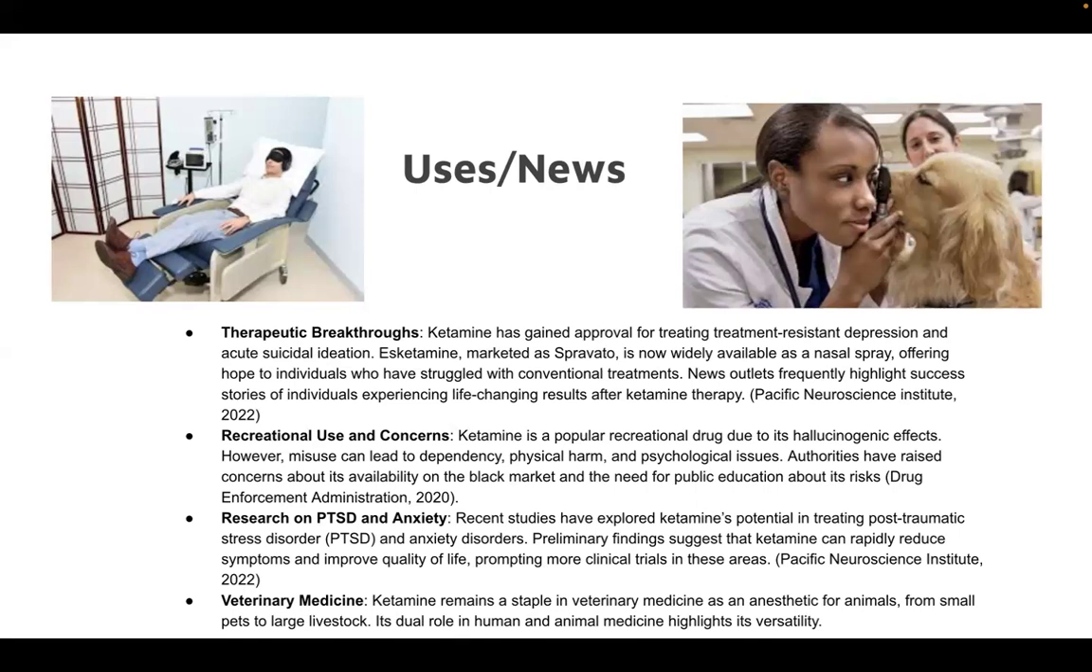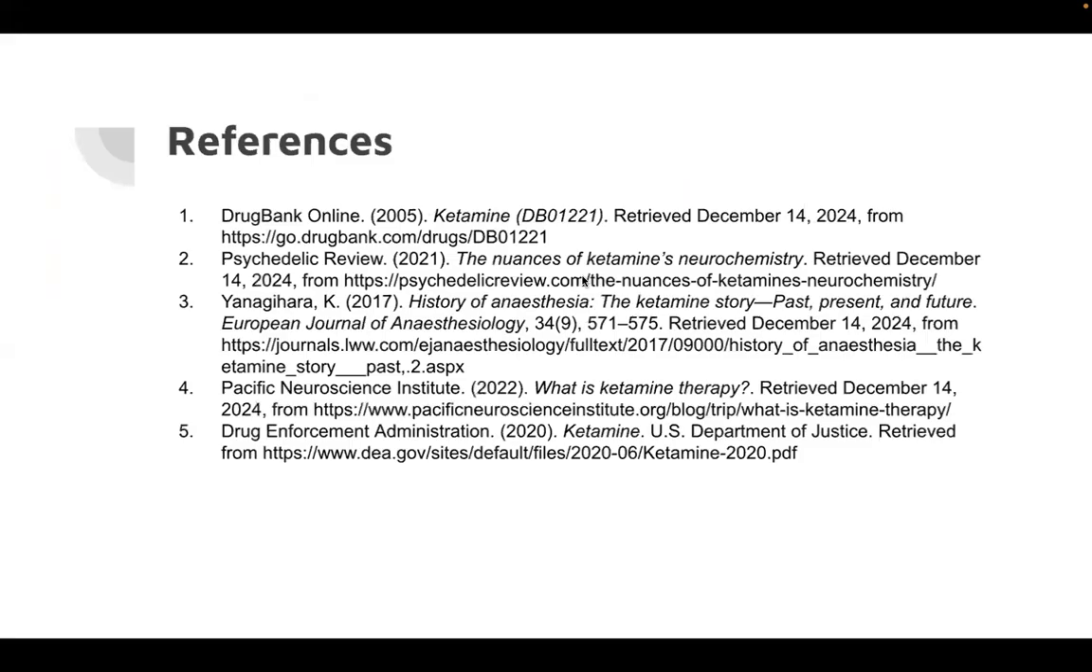And then for veterinary medicine, ketamine is a staple in veterinary medicine as an anesthetic for animals, from small pets to large livestock. Its dual role in human and animal medicine highlights its versatility. And then, yeah, here are my references.